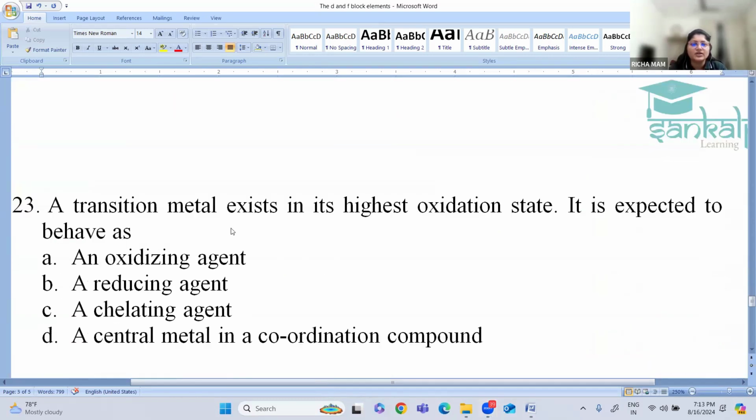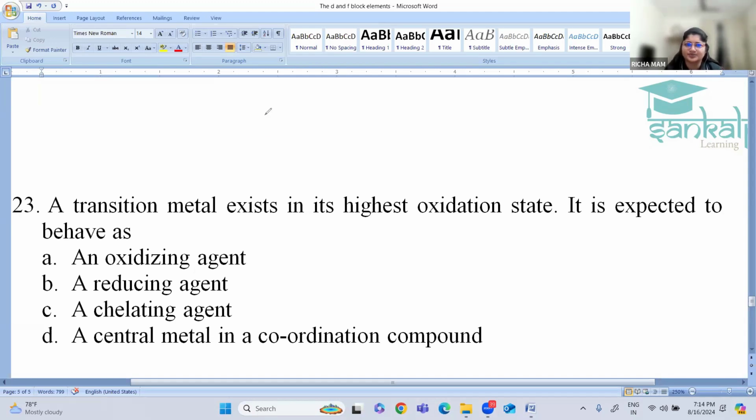Okay. Next question. A transition metal exists in its highest oxidation state. It is expected to behave as A, an oxidizing agent, B, a reducing agent, C, a chelating agent, and D, a central metal ion in its coordination compound. Whenever a transition metal has its highest oxidation state, it behaves as what?